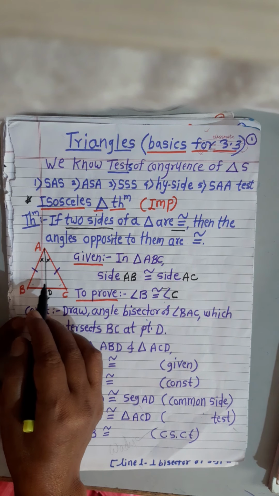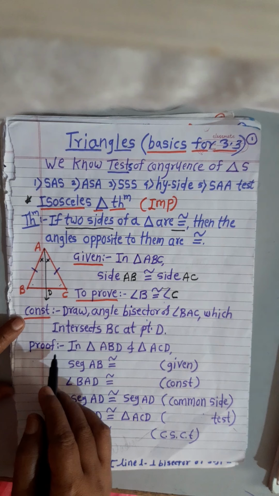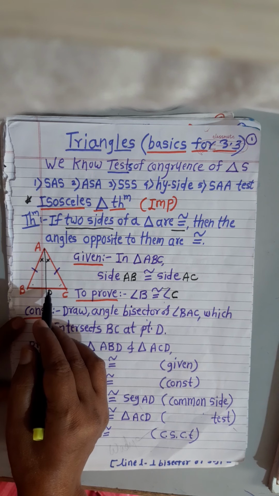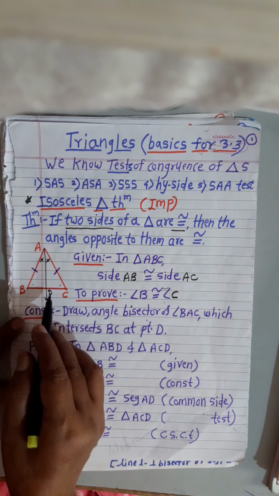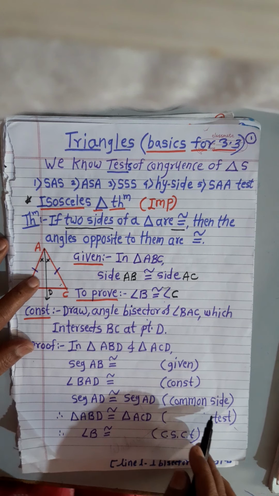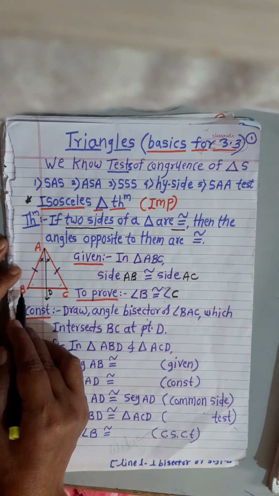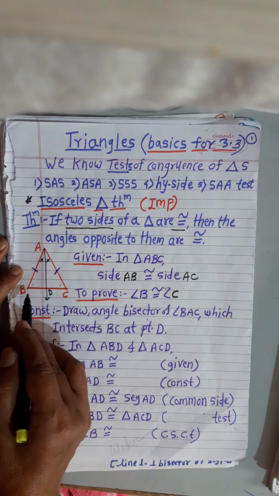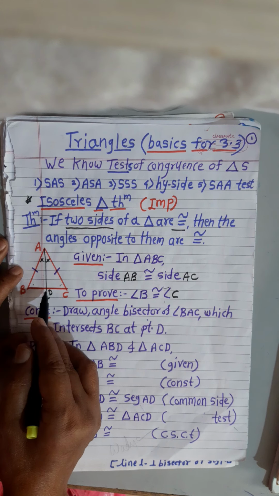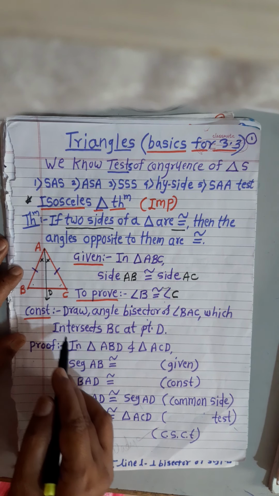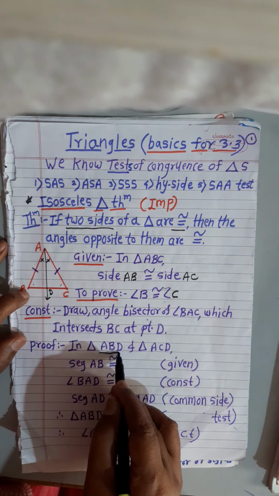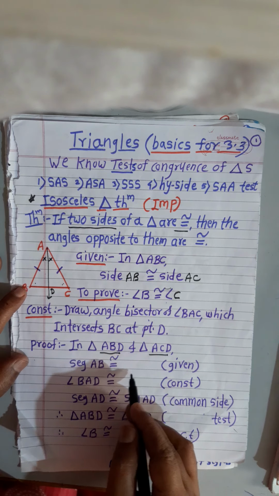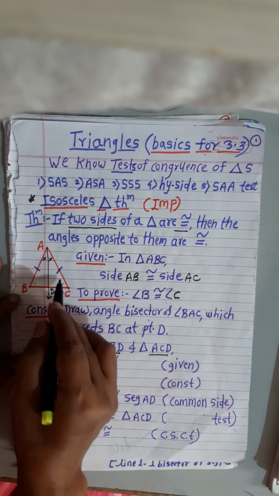Now there are two triangles formed here. Therefore, write down in triangle ABD and in triangle ACD. You may write this triangle as triangle ADB and the corresponding triangle as triangle ADC. You may write this triangle as triangle BAD and the corresponding one as CAD. Now I have written in triangle ABD and triangle ACD.